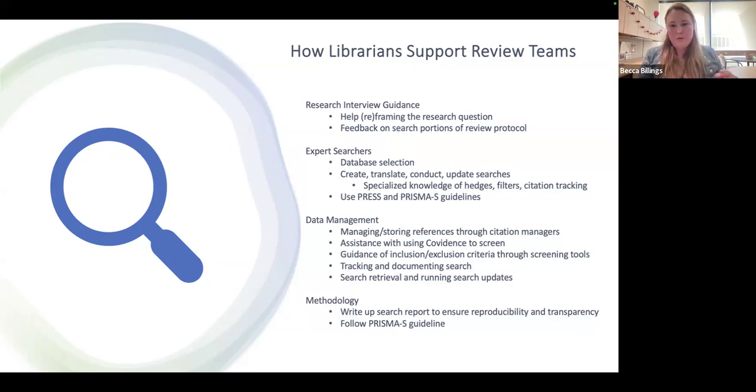So we can help with reframing or framing your research question. We can give feedback on your protocol or your plan as far as the search strategies go. Our involvement is database selection, creating those searches, and then writing up the search reports using PRISMA search guidelines. And then we can also help with data management and using a variety of tools to streamline your review process, like Covidence, EndNote, and there's a lot of other tools as well.